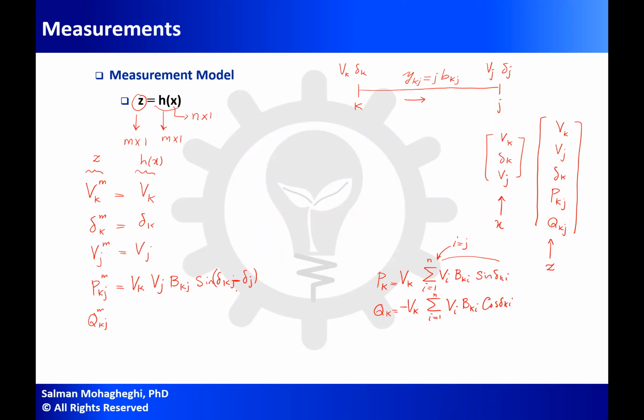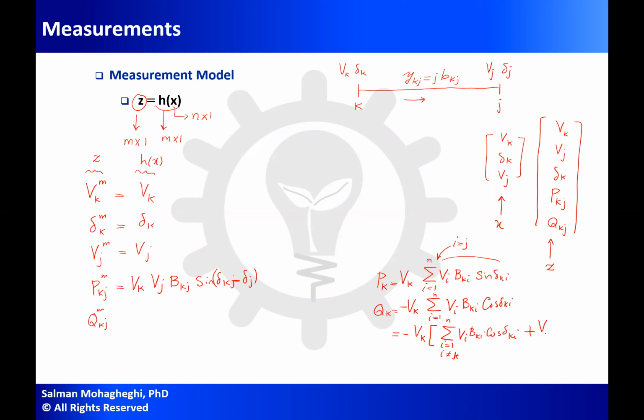For reactive power, however, things are a little bit different. So it's a subtle point that you have to pay attention to. I'm going to break this down into two terms. So minus VK times summation of i's that goes from 1 to n of Vi, Bki. Notice I'm adding i is not equal to k, cosine of delta ki, plus the term associated with when i actually equals k.